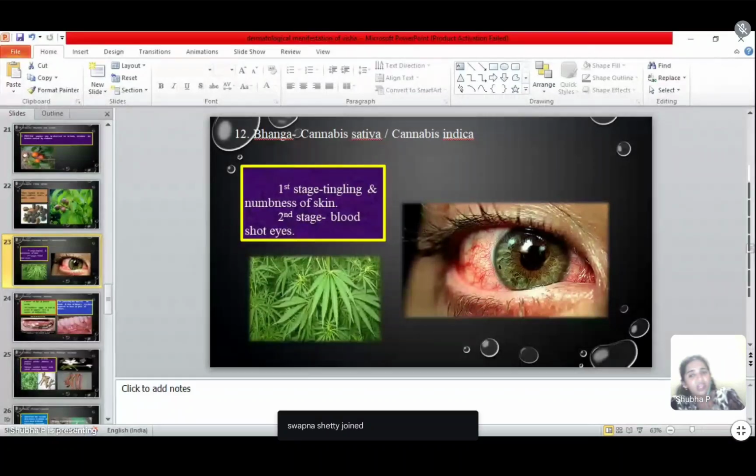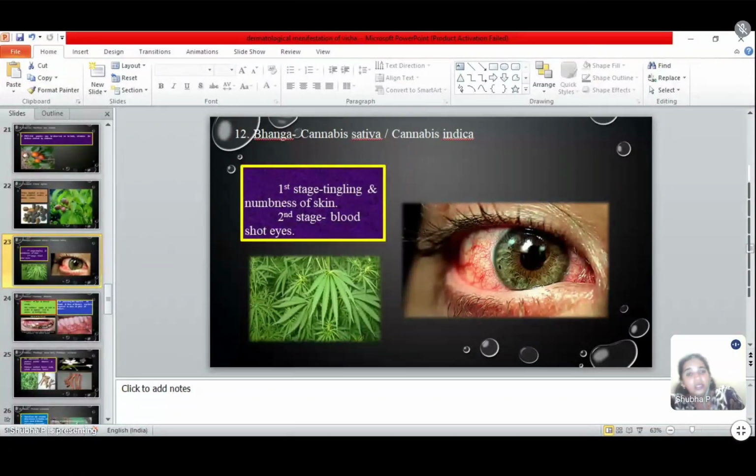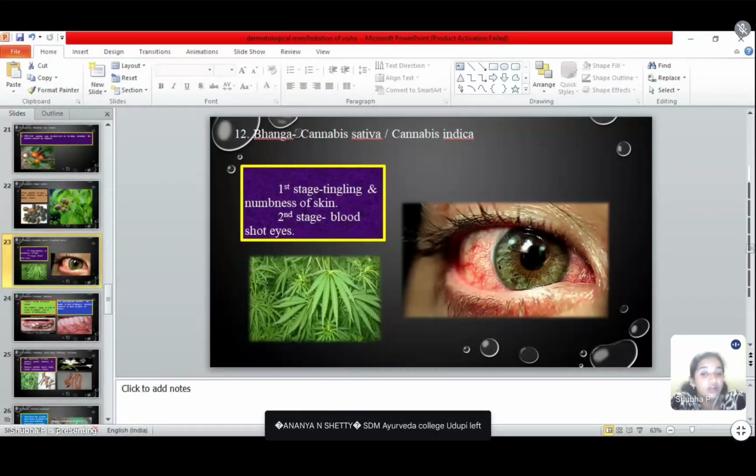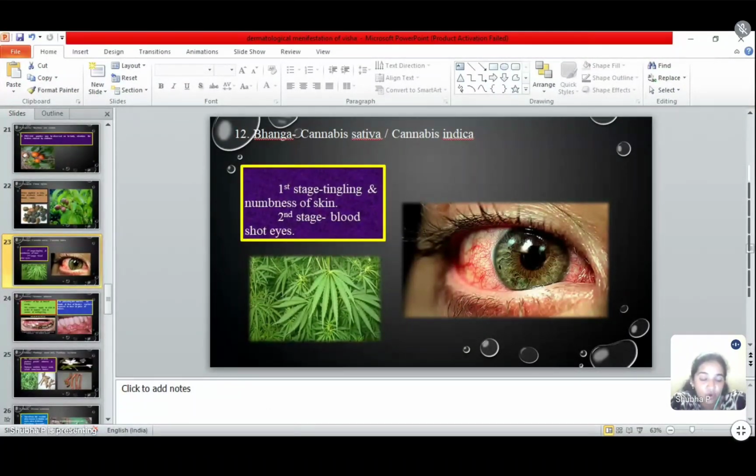Bhang, again, a common drug of abuse. In the first stage, tingling and numbness of the skin; in the second stage, bloodshot eyes are seen. This is more to do with the systemic presentation rather than dermatological presentations. As I mentioned, if the alkaloids are used as a drug of abuse in chronic stages, you see similar presentations as in ahifena, nodules at the sites of veins.